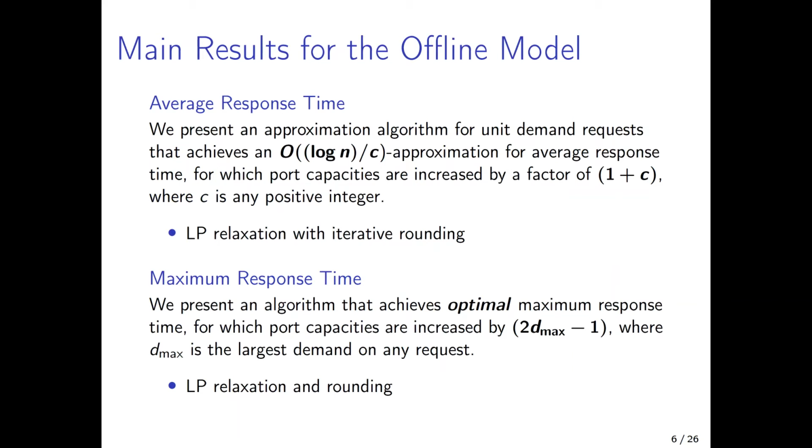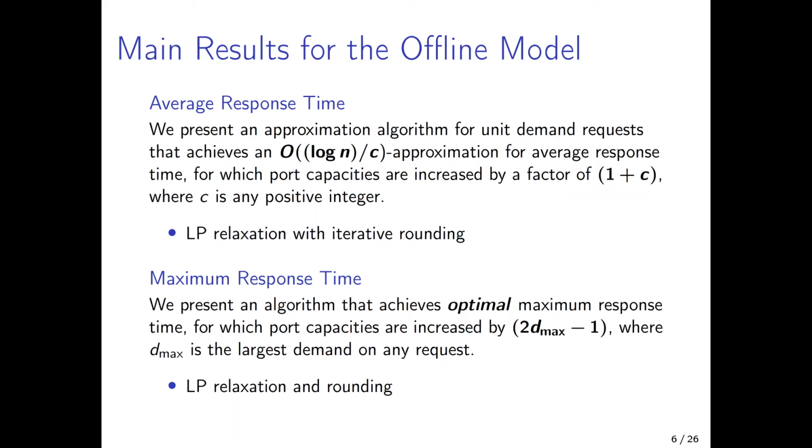Our first main result is an offline approximation algorithm with resource augmentation for average response time over unit demand requests. Our algorithm achieves an average response time of O(log n / C) times the optimal, and increases port capacity by a factor of 1 + C, where C is any positive integer. This result is obtained using an LP relaxation and iterative rounding.